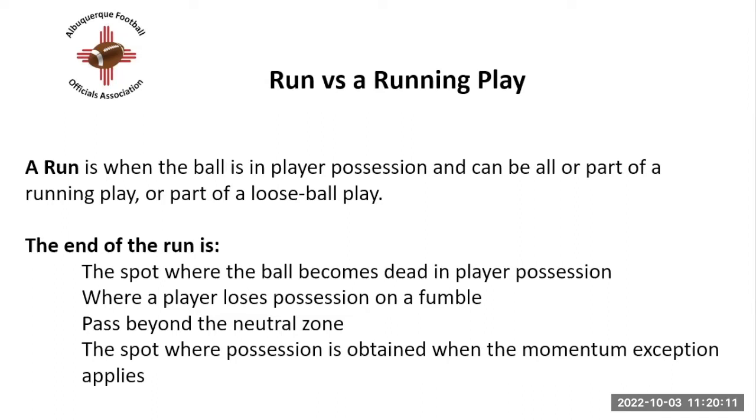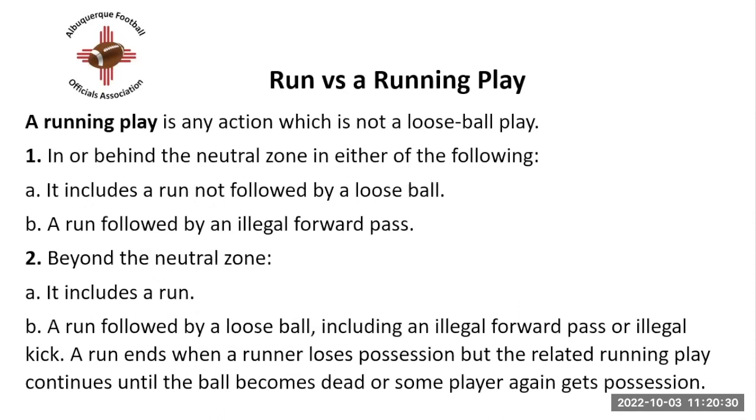The end of the run is the spot where the ball becomes dead in player possession, or where a player loses possession, for example a fumble, or a pass beyond the neutral zone, which is an illegal forward pass, or the spot where possession is obtained when the momentum exception applies. Okay, we'll keep on going here. Run versus a running play. Now here we're talking about a running play versus a run.